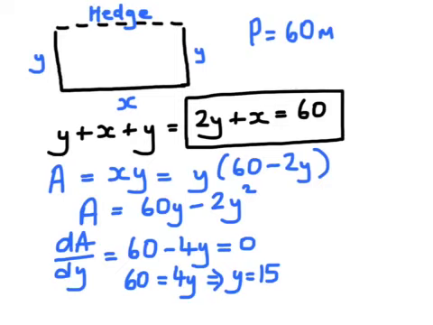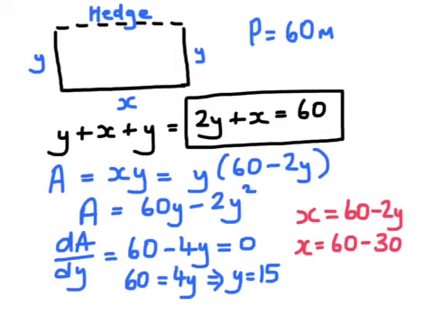Now, in order to get what x is, I know from before that x is equal to 60 minus 2y. So what I'm going to do is substitute in the value of 15 into this expression here to give me x. So x is going to be 60 minus 2 times 15, which is 30, which is going to leave me with x as 30.